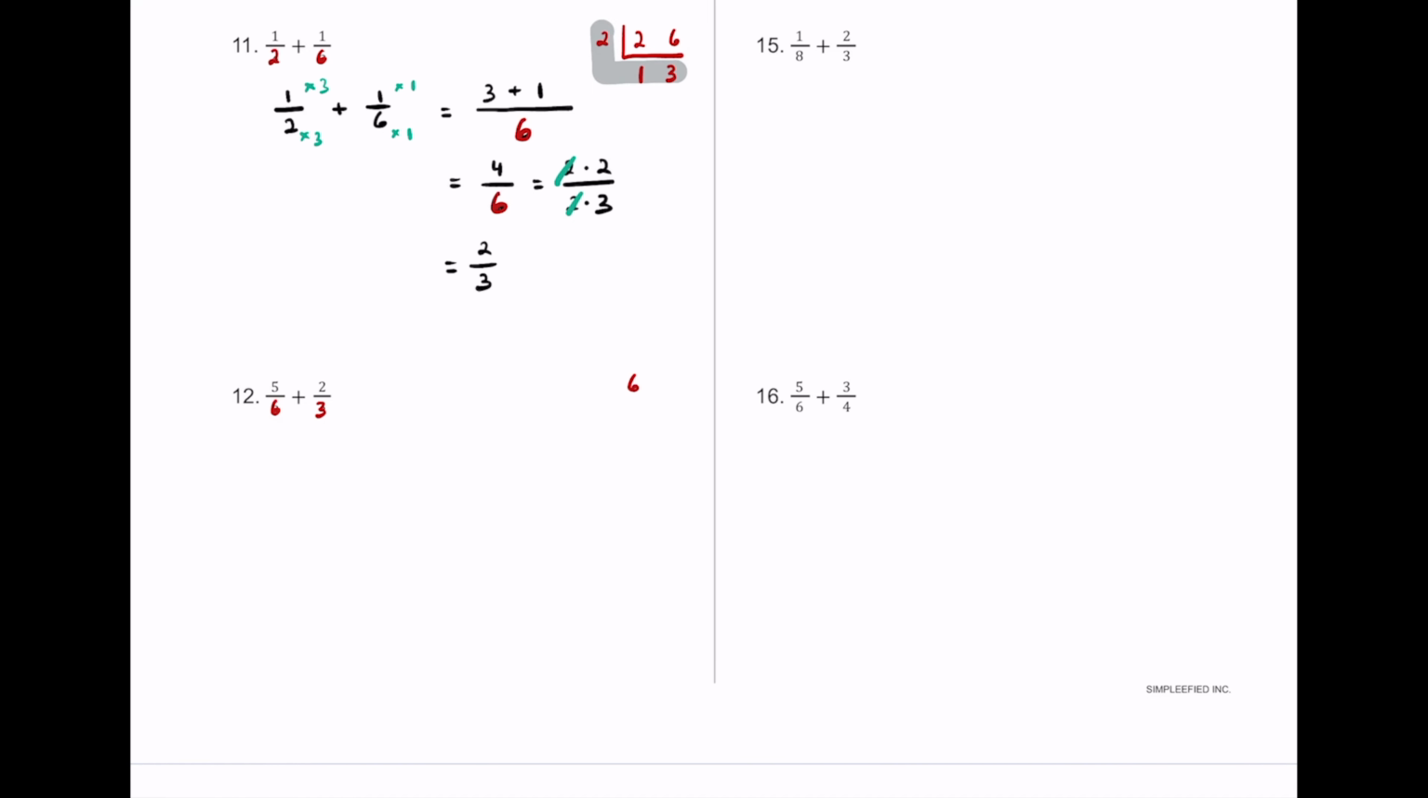Okay. For number 12, it looks like we have 5/6 and 2/3, so 2 new denominators. So we have 6 and thirds. When do 6 and 3 meet for the first time? You might be able to do that in your head. 3 goes into this 2 times, and 3 goes into this 1 time. So 3 times 2 times 1. Oh, so 6 is the first time they meet.